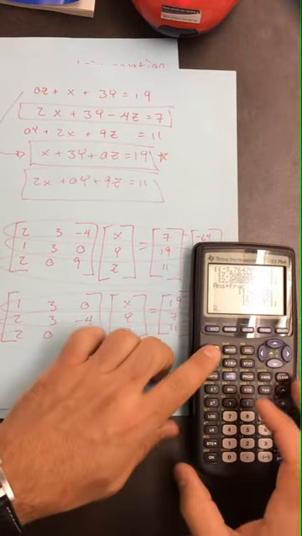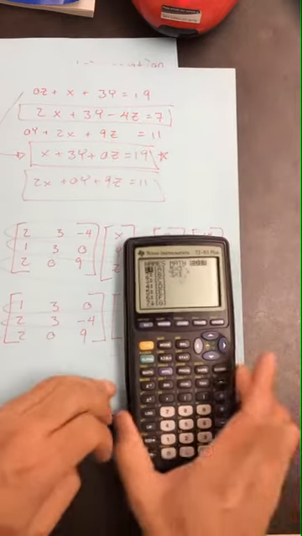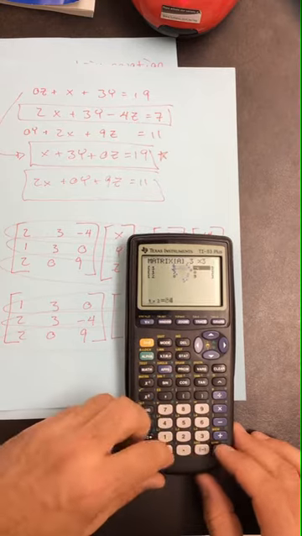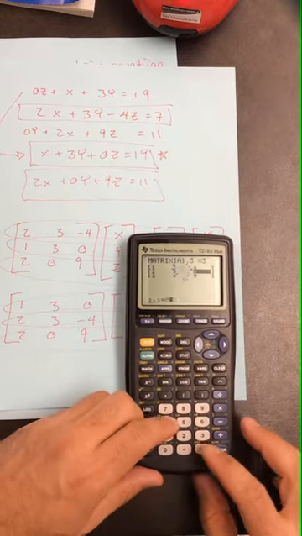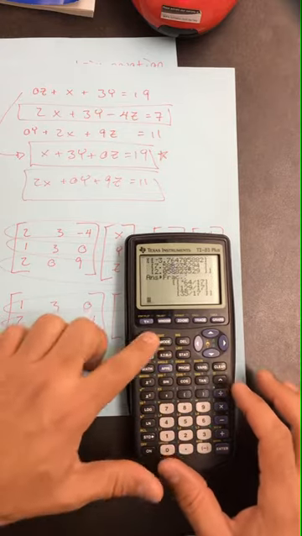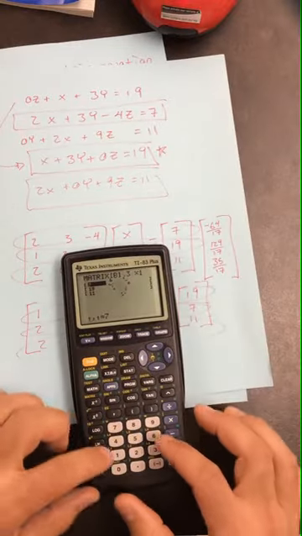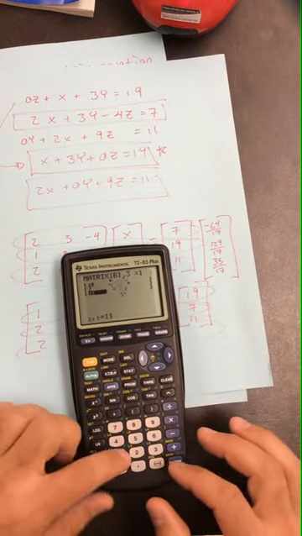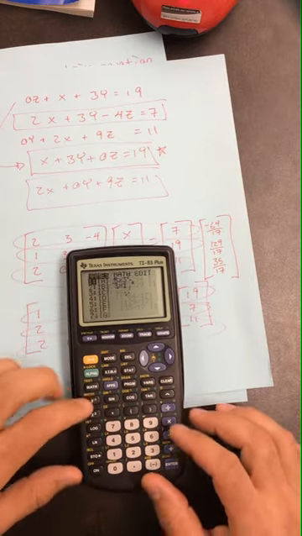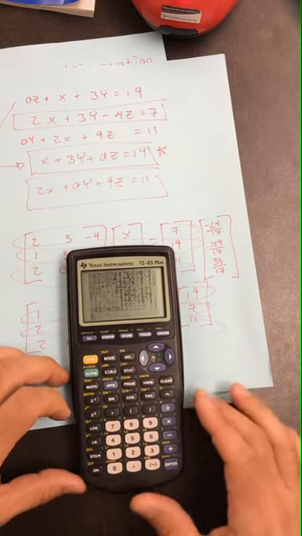So I'm going to go in there and edit the matrix. Edit matrix A. Still a 3 by 3. The values are 1, 3, 0, 2, 3, negative 4, 2, 0, 9. Quit out of there. Go back in. Edit matrix B. Still a 3 by 1. It's now 19, 7, 11. Get out of there. Do the inverse of matrix A times matrix B.